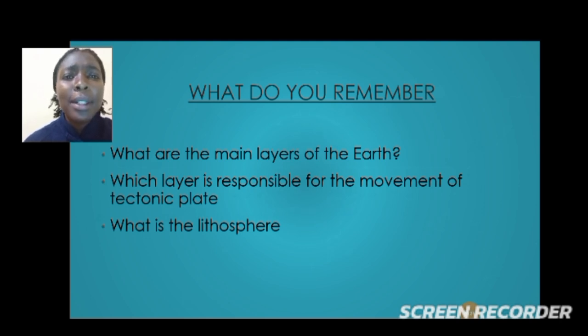Okay, who can remind me of the last class? Let's make our recall of the last class. We talked of the layers of the Earth. What are the main layers of the Earth? Anyone to remind us? Okay, yeah, we talked of the crust, mantle, outer core, and the inner core.